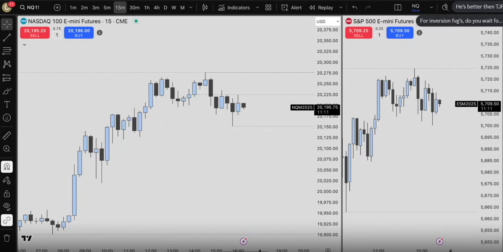No, it's not wrong to mark the order blocks with the wicks in it. Some people do that. I just don't do it.